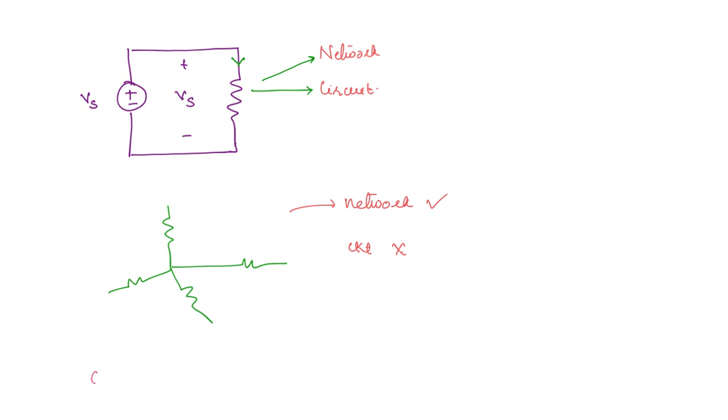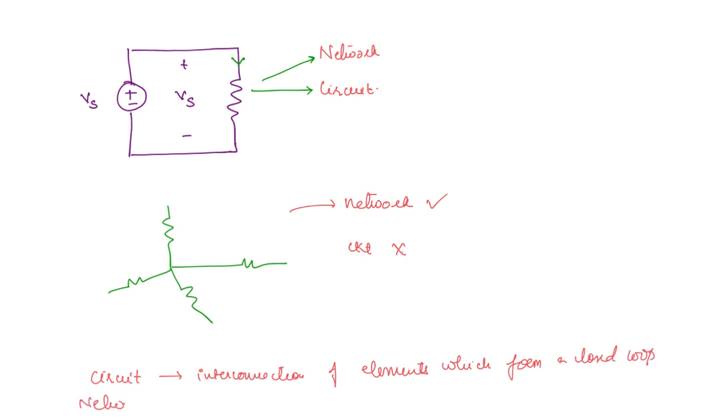So the circuit is only the interconnection of elements which form a closed loop. Whereas a network need not have a closed loop. Okay, so it is a mere interconnection of elements. So this is the major difference between network and circuit. From here you can see that all circuits are networks, but all networks cannot be circuits.